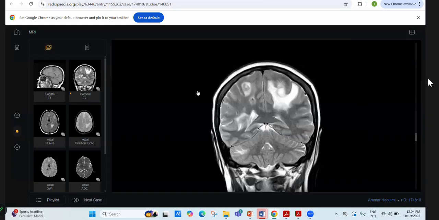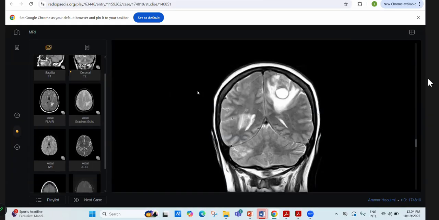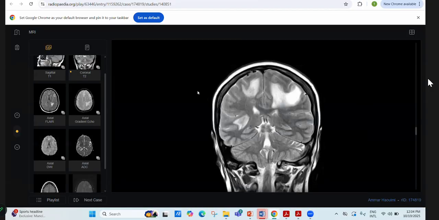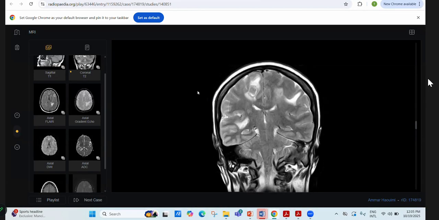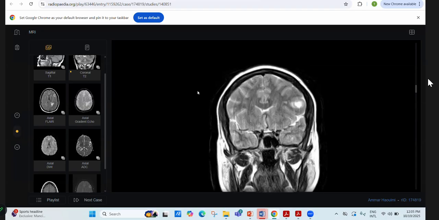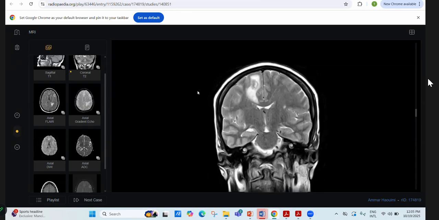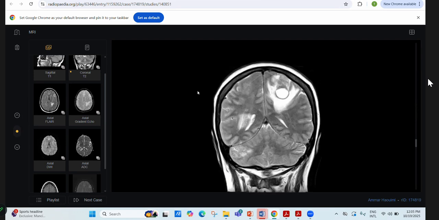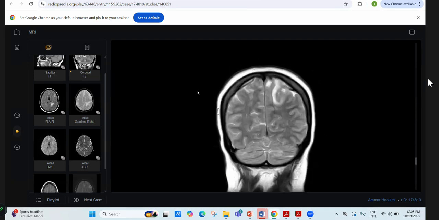This is the coronal T2 image of the same patient demonstrating these lesions to be T2 iso to hypointense, surrounded by a rim of hypointensity and significant perilesional edema. There is no hydrocephalus, no significant midline shift. And I cannot appreciate any uncal herniation.